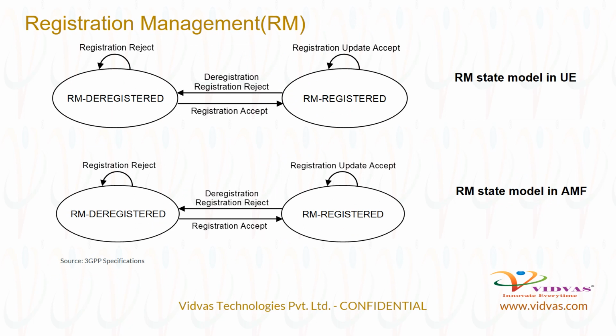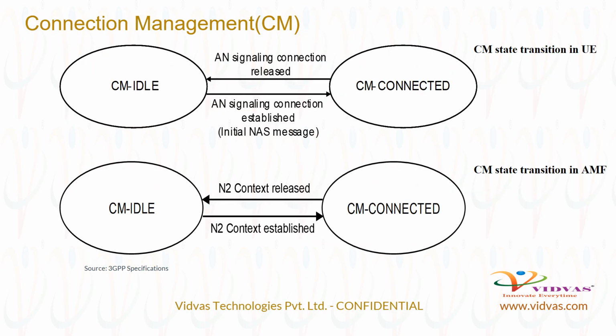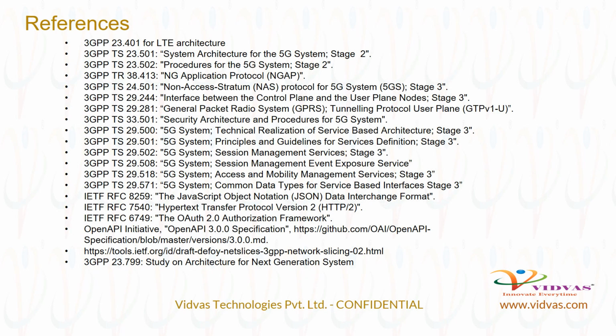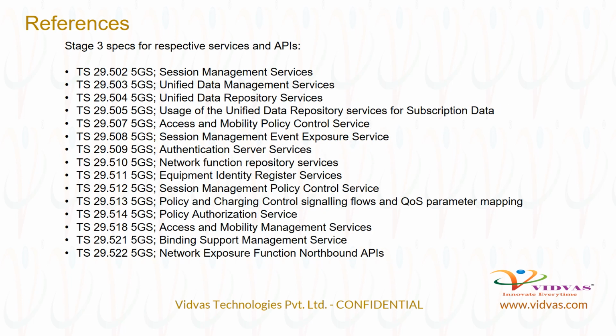Registration management has two states: RM deregistered, RM registered. This is similar to LTE. Connection management has two states: CM idle, CM connected. This is similar to LTE. The following is the list of 3GPP, IETF, Open API references. The following is the list of Stage 3 specifications, for respective services and APIs.